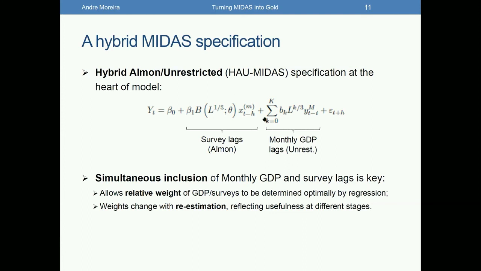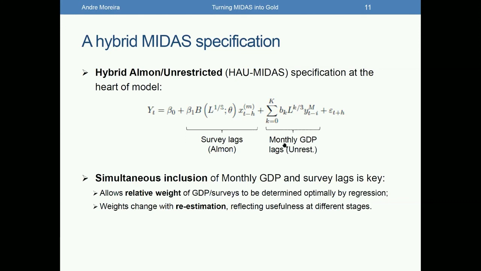I'm going to argue that the simultaneous inclusion of these things in the same regression is the key to the model's good performance that I'll show you in a second, because it allows the model to decide. And being a MIDAS approach, it has to be re-estimated at each point in the data cycle. So every time there's a new data release, we re-estimate this again. By having these two in the same regression, the model can decide how much weight to put on one versus the other in what should be an optimal way.